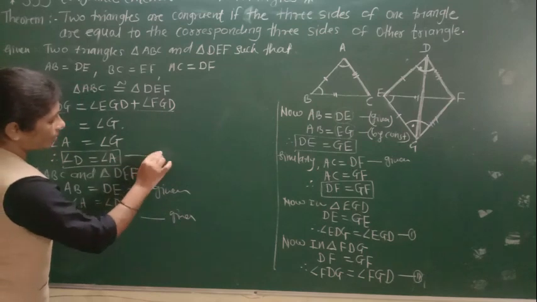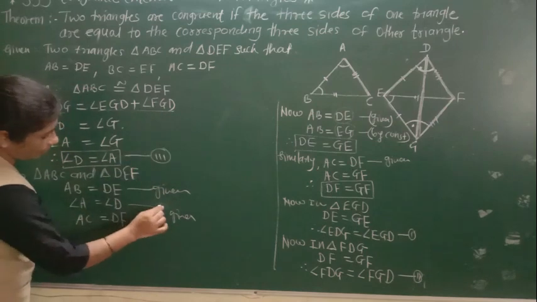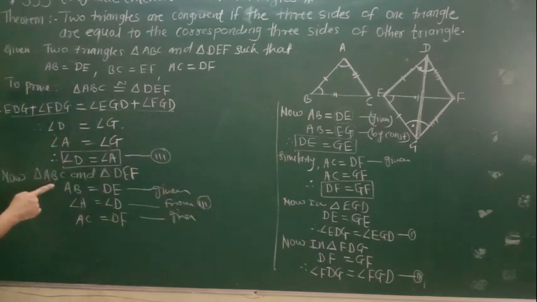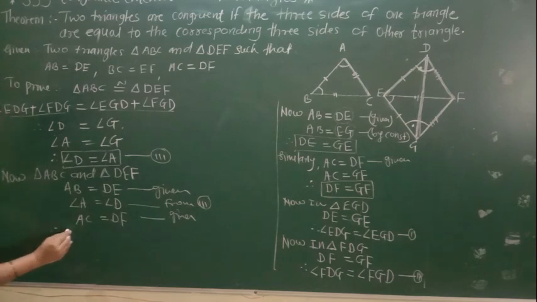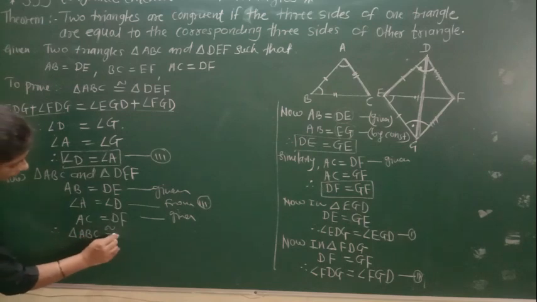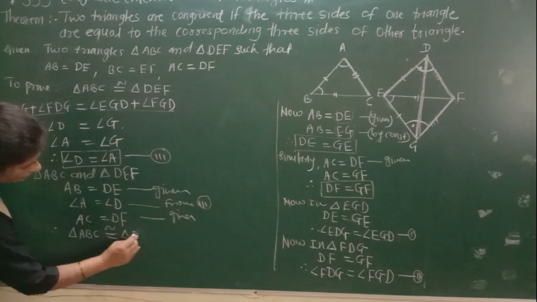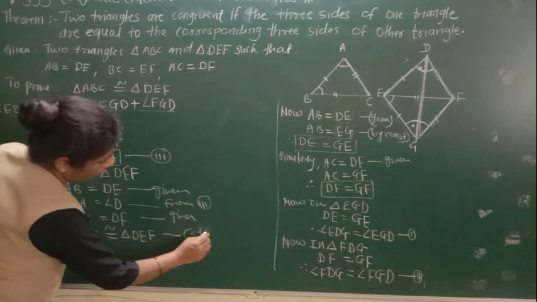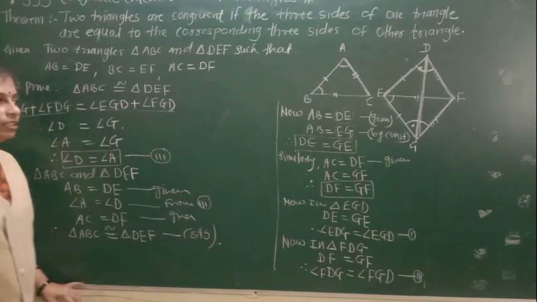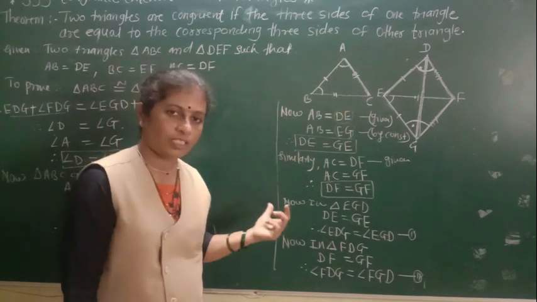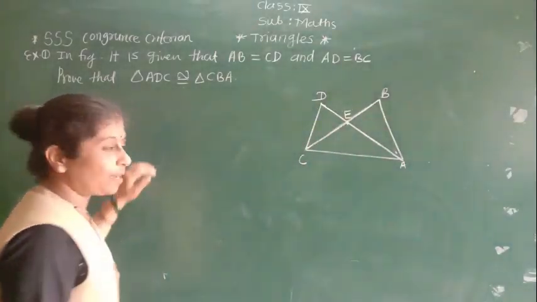Here we will write this third statement, from third. So by which criteria are these two triangles congruent? Side, angle, side. So triangle ABC is congruent to triangle DEF by SAS congruence criteria. These two triangles are congruent. Understood everyone? Now we will see the applications of this theorem. Now we will see the examples here.